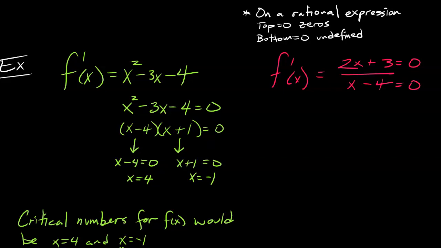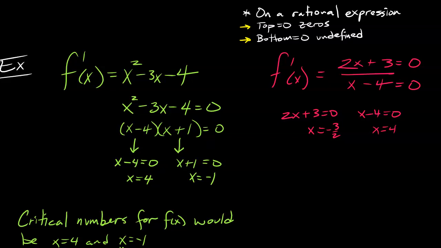And yes, this one isn't a hard one to solve at all. I just wanted to talk about it in general terms because you guys are going to have more difficult equations. So if you understand this idea, you'll be good. Okay, so I'm going to solve 2x plus 3 equals 0. And I'm going to solve x minus 4 equal to 0. So when x is negative 3 halves, or x is 4.